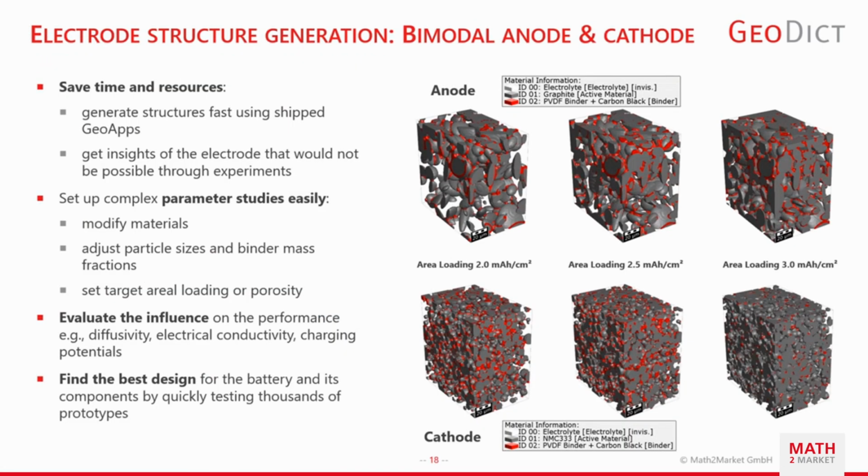Yeah, how can you generate the different microstructures? And here I only want to shortly mention our structure generators in GeoDict. So we have granular structure generators and also GeoApps for this. There are GeoApps to create anode structures and also cathode structures. And with these GeoApps, you can just create with the mouse click microstructures here with different areal loading. So high areal loading would be for higher energy density and lower areal loading more for high power applications. And yeah, it's very easy with these GeoApps to create the microstructures.